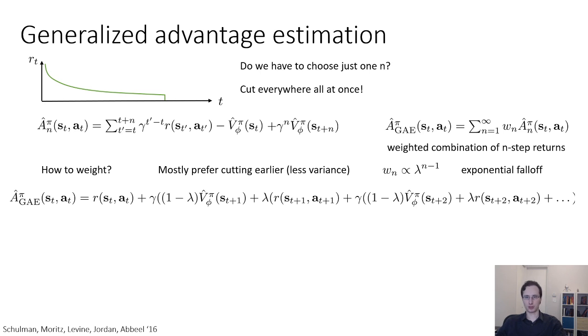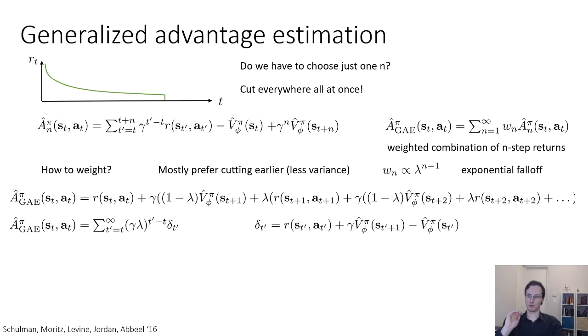This gives you a formula to calculate A^GAE recursively, but it turns out that we can collect the terms and get an even simpler form by expressing the GAE estimator as simply a sum of (gamma times lambda) to the power t prime minus t times a quantity that I'm going to call delta t prime. And delta t prime is just the reward at t prime plus the value at t prime plus 1 minus the value at t prime. It's kind of like that single-step advantage estimator at time step t prime. So this is pretty cool. If you just construct a weighted sum of these one-step advantage estimators at every time step, weighted by (gamma times lambda) to the t prime minus t, you recover exactly this sum of all possible n-step returns.